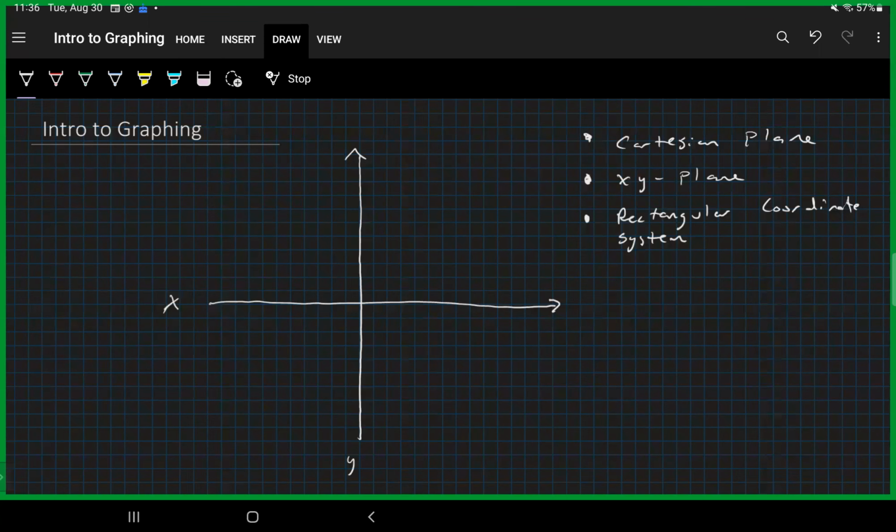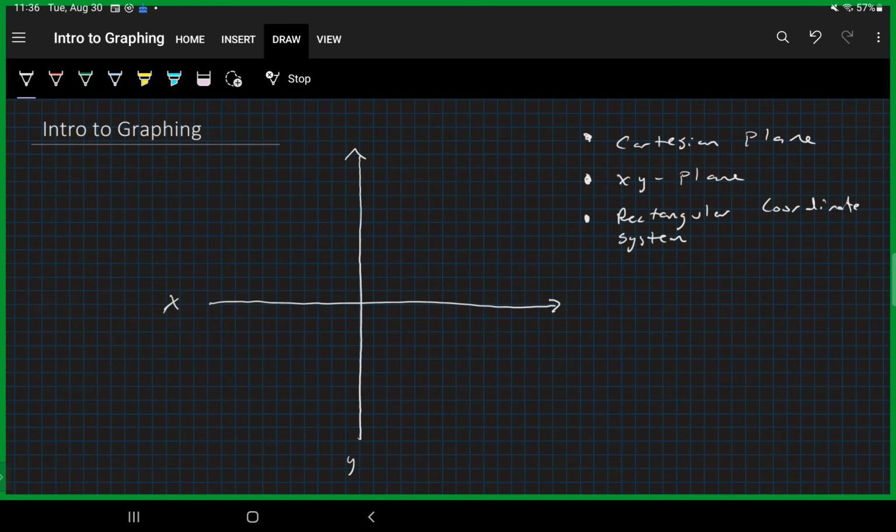So this is going to be a quick video to discuss the very basics of graphing. We're not going to graph any equations yet. That'll be in the next video. But I want to talk about the Cartesian plane. It's also known as the XY plane, the rectangular coordinate system.